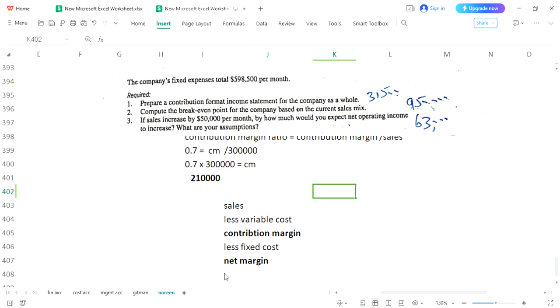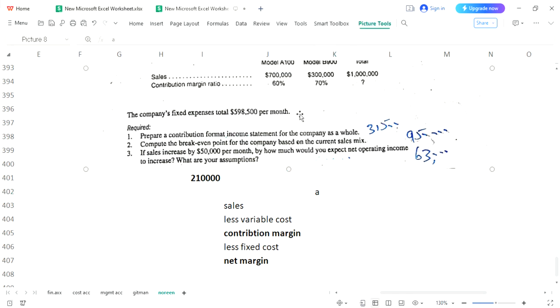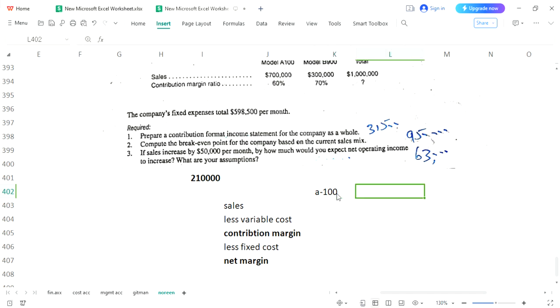So what you will do, A100 was the first product, so you will make its calculation over here, and then you have the second product which was B900. Okay, and here you will calculate your total. And for total, why we are calculating total? Because here our requirement is to prepare the income statement for the company as a whole. As a whole means all products should be included.